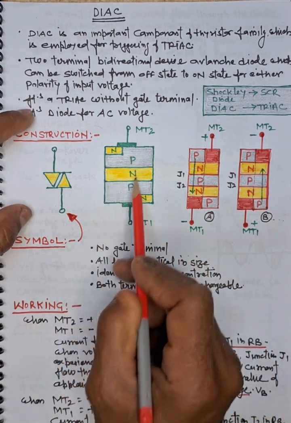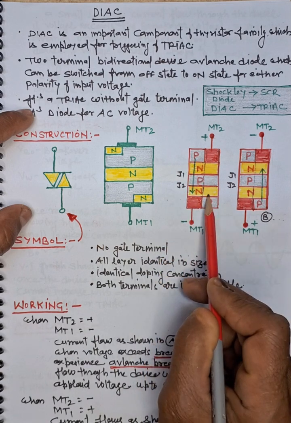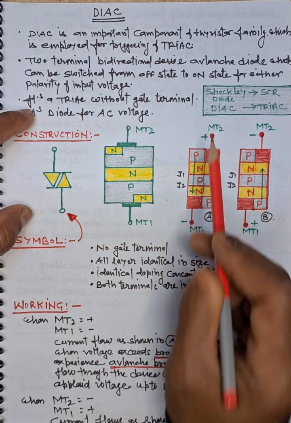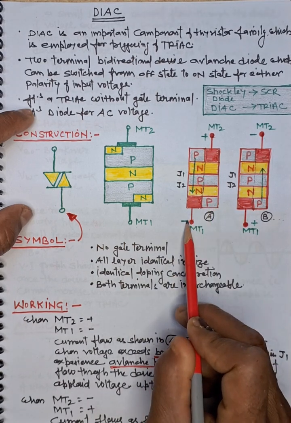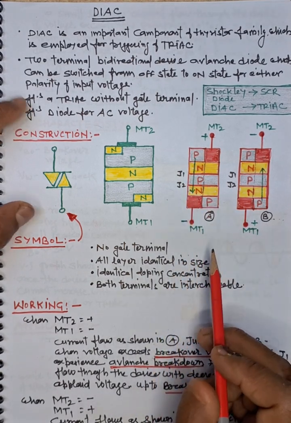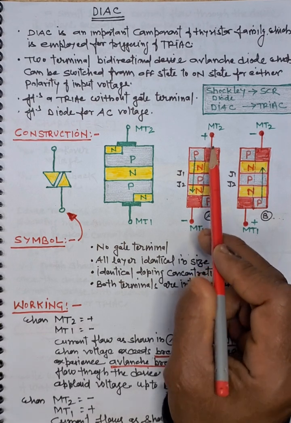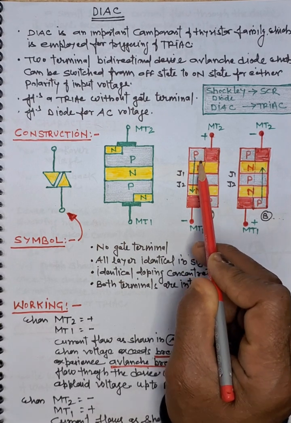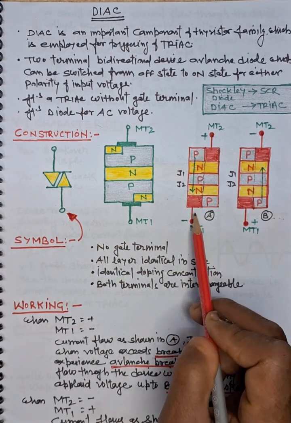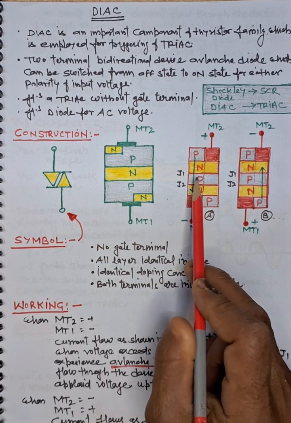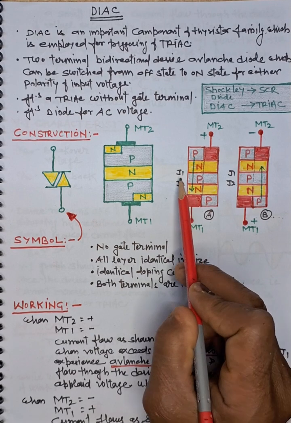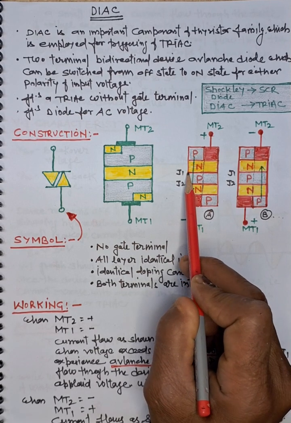We have made this construction in simplified fashion here also. MT2 and MT1 are over here. Let us see, MT2 is positive and MT1 is negative. Now if MT2 is positive, what will happen? This junction is in forward bias, and since the other terminal is negative, N to P, this junction is also in forward biasing. However, the J1 junction will be in reverse biasing.